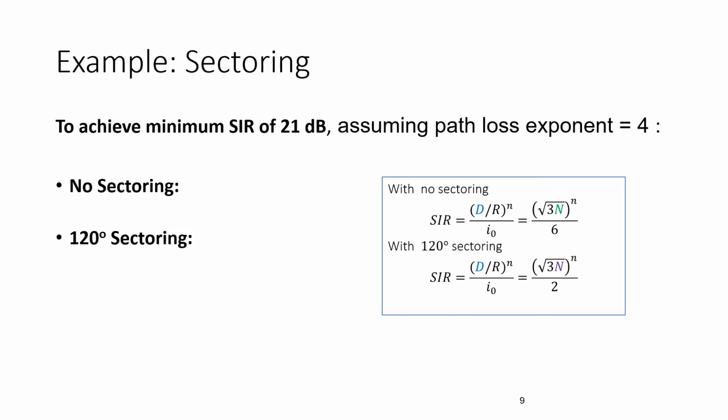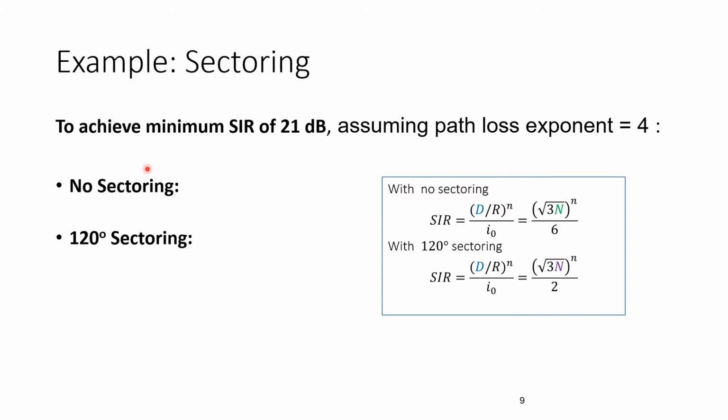All right. Let's do the following example with sectoring. Let's say that the objective is to achieve a signal to interference ratio of 21 dB, assuming path loss exponent, that's n, equal to 4. Let's compare the 2 scenarios with sectoring and without sectoring. So the simplified equation we use, we have 2 equations here. I colored N here with different colors just to distinguish.